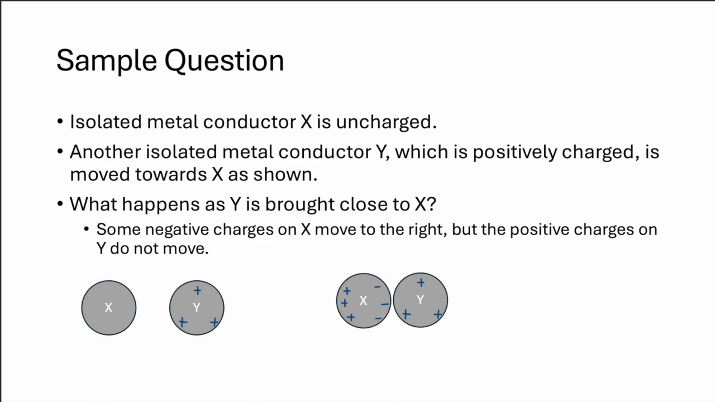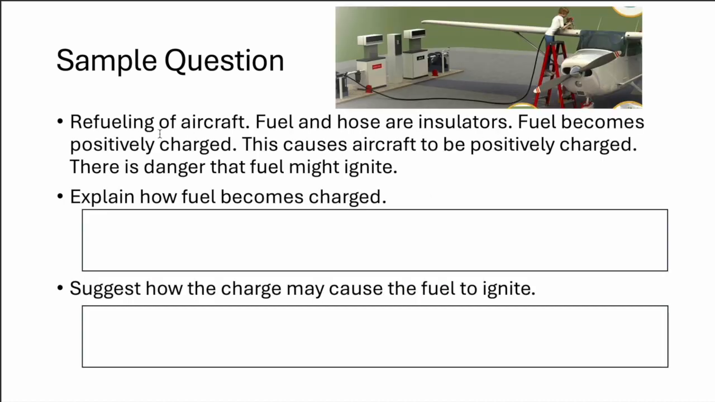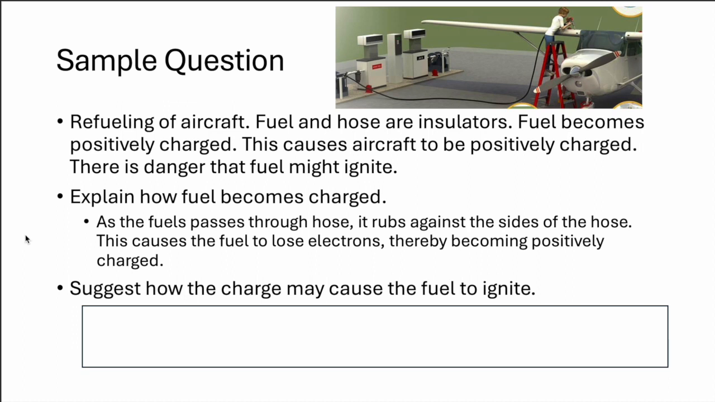Refueling of aircraft. Both the fuel and the hose through which it passes are insulators, which means they do not conduct, so they are going to be charged by friction. The fuel passing into the aircraft becomes positively charged, causing the aircraft to be positively charged also, which is dangerous. Explain how the fuel becomes charged. It passes through, rubs against the side, friction, loses electrons, positive charge.